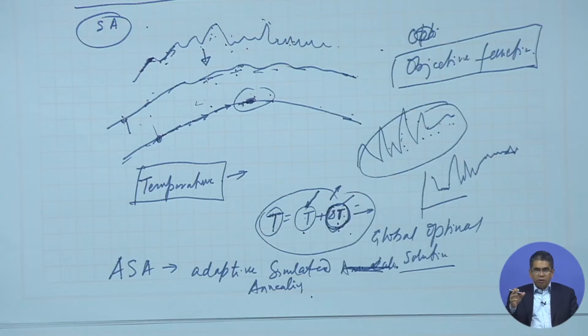Okay, so it is not up to you to give these parameter values. The program will look at the data structure and find out the best values of these parameters. Okay, and that helps a lot. So adaptive simulated annealing is very useful from that point of view.